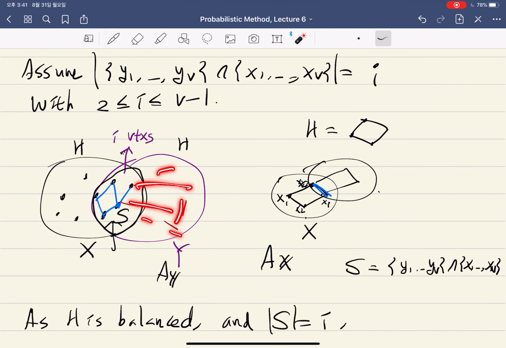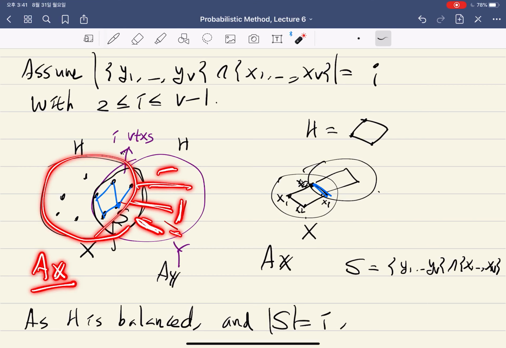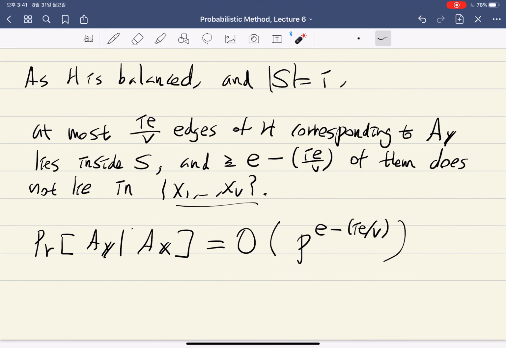So these are independent. These are not yet determined, even if you assume AX happened. So all of them have to be an edge. So it's at most this.